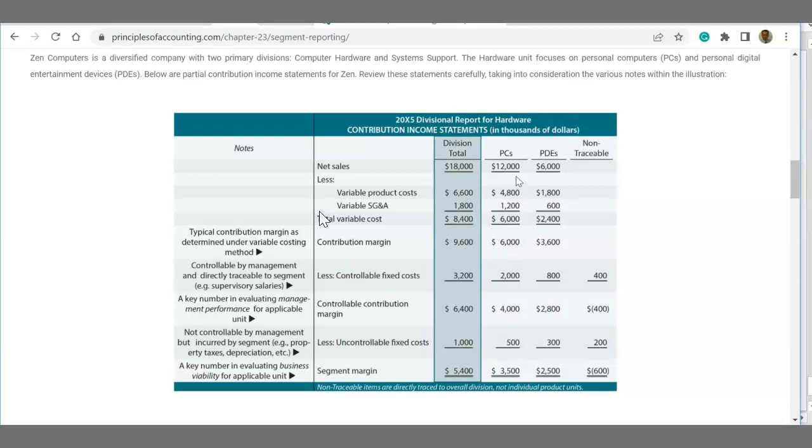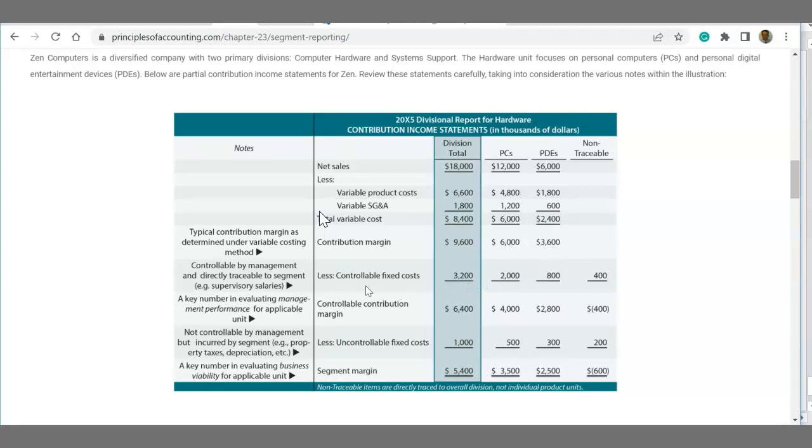And as you see, every division has a subcategory, and PCs have a positive contribution margin, and also personal digital devices have a positive contribution margin. And what is the variable product cost here? Do you remember, variable product cost is direct material, direct labor, and variable manufacturing overhead. That's what variable product cost is. So it looks like both of them have a positive contribution margin, which is good.